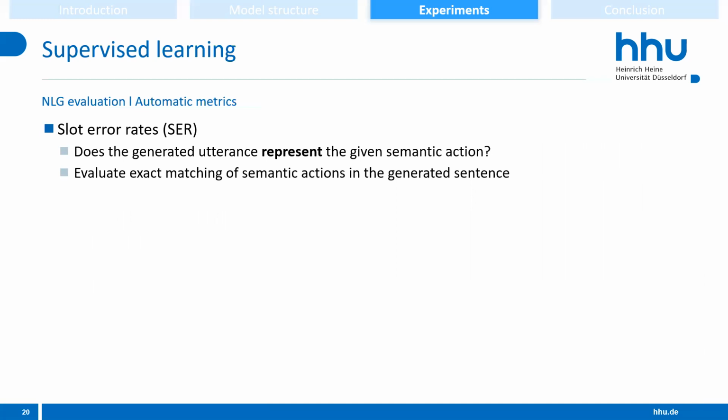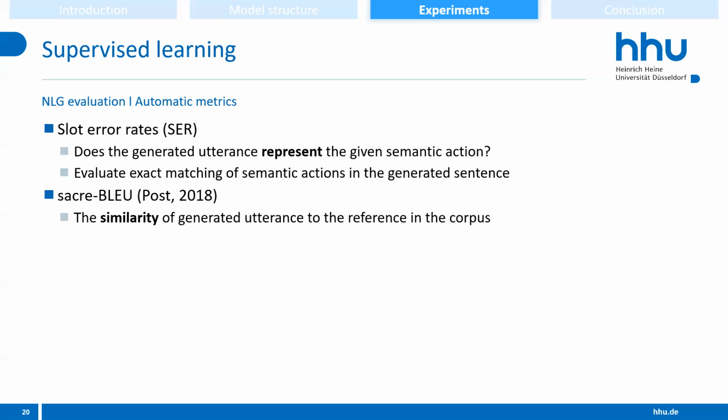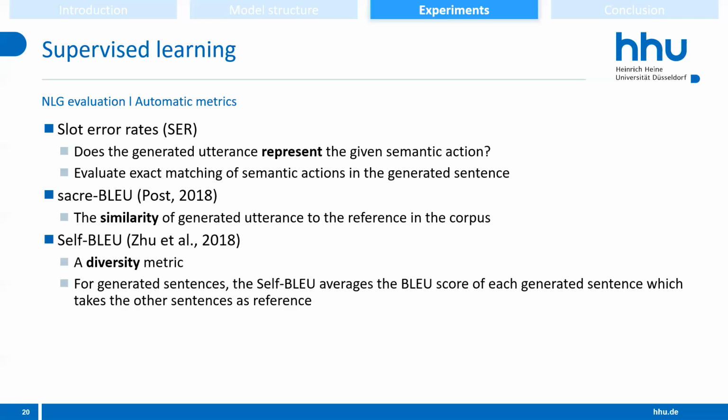The first metric is the slot error rate. It measures whether the generated utterance represents the given semantic action. So we evaluate exact matching of semantic actions in the generated sentence. The second one is the BLEU score. It measures the similarity of the generated utterance to a reference in the corpus. The third one is a diversity metric called self-BLEU. For all generated sentences, self-BLEU averages the BLEU score of each generated sentence, which takes the other generated sentences as reference.